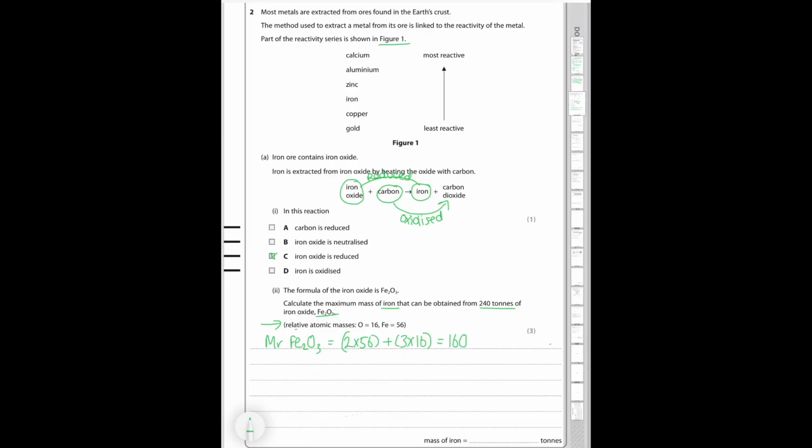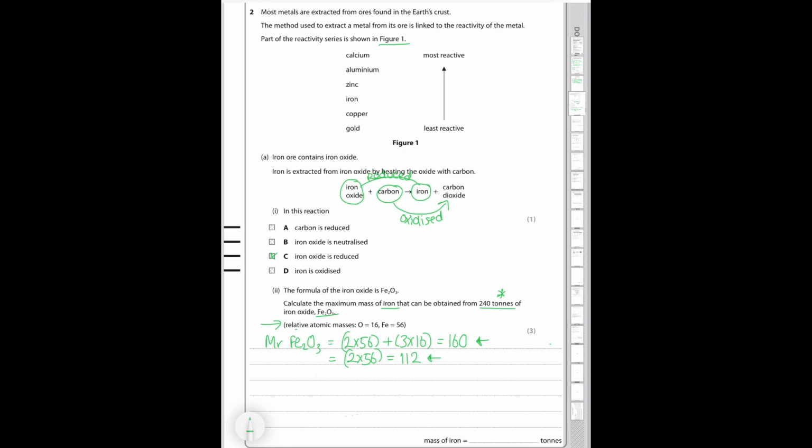Now, if we're looking at how much iron can be made from the iron oxide, we have 2 atoms of iron in the iron oxide. So that means 2 times 56 is telling us how much iron there is in the iron oxide, and that's 112. Because we're looking at tons here, if I've got 160 tons of iron oxide, I will have 112 tons of iron in there.